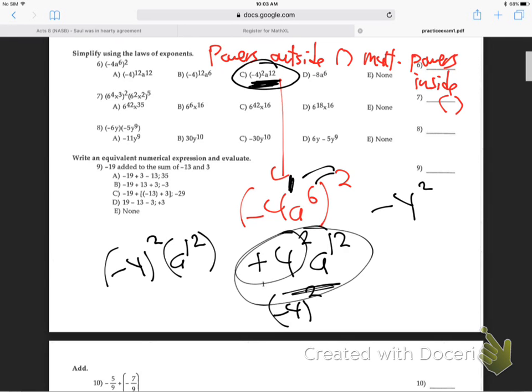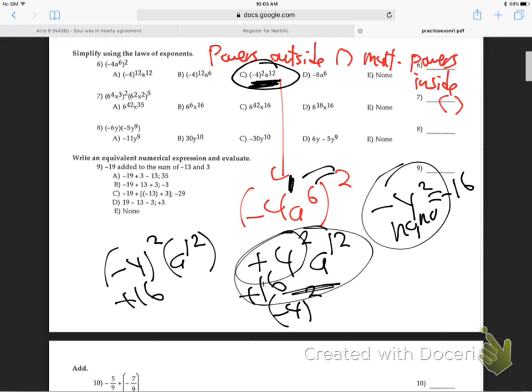Everybody with Joel on that? See that difference? This would be different. This would be a no, because that would be a negative 16. This equals negative 16. Where these other ones, this is really positive 16, this is really positive 16. The other ones are all the same. They're just different ways of saying positive 16.